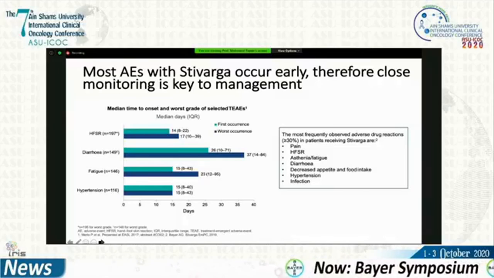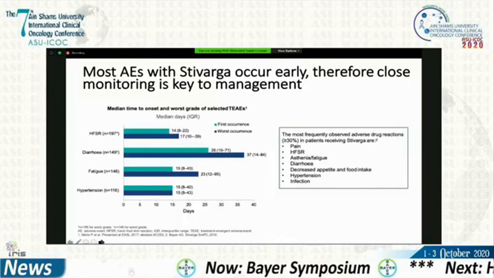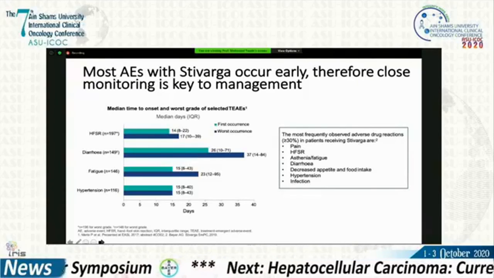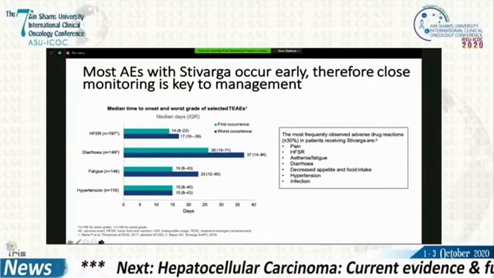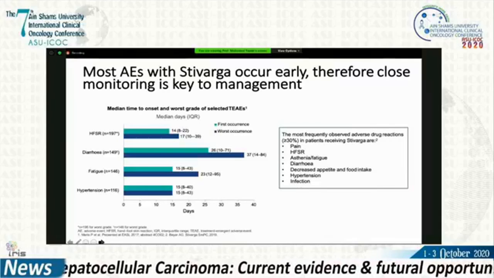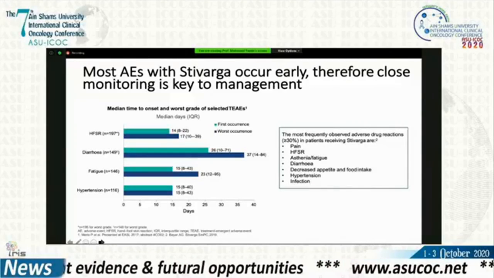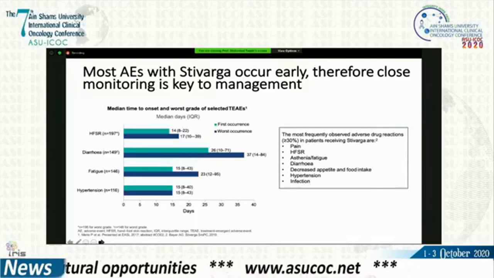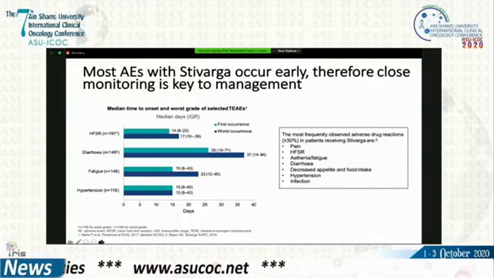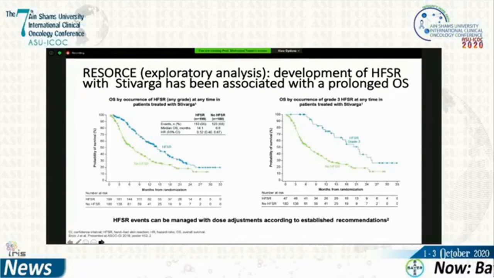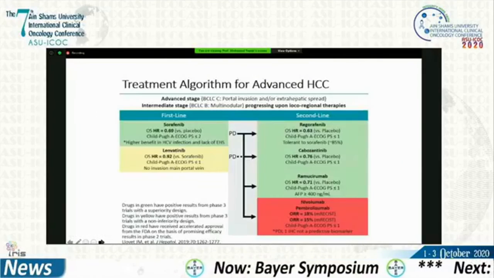Most adverse events, as we all know, are hand and foot syndrome, diarrhea, fatigue. And what we have seen is if the patients have experienced hand and foot syndrome early, the more response we will achieve. So the earlier the toxicity or hand and foot syndrome with Stivarga, the better the response as we see. In the exploratory analysis, development of hand and foot syndrome with Stivarga has been associated with a prolonged overall survival.